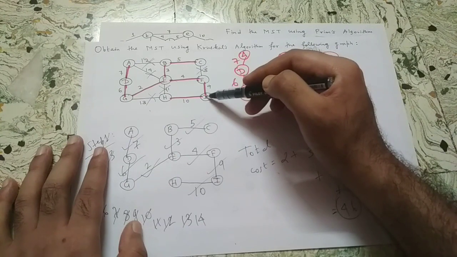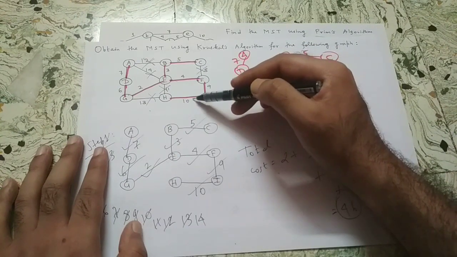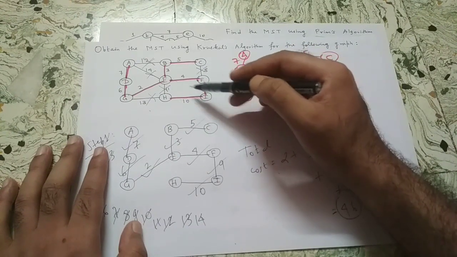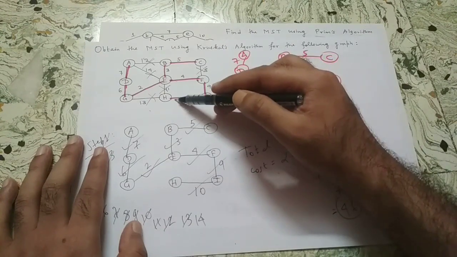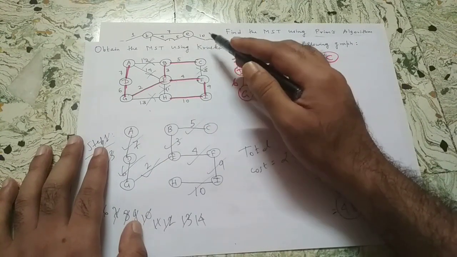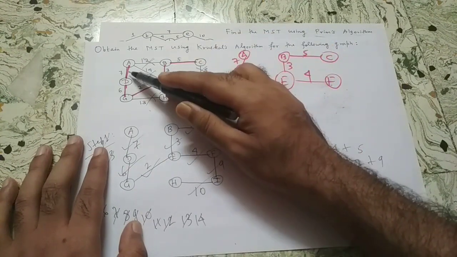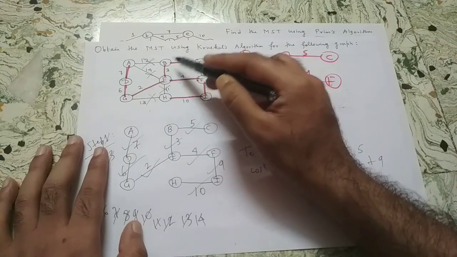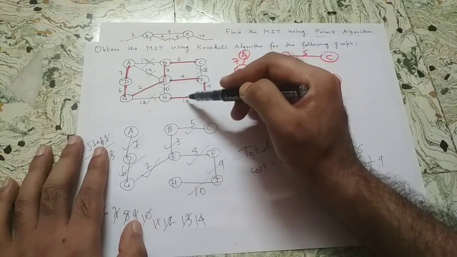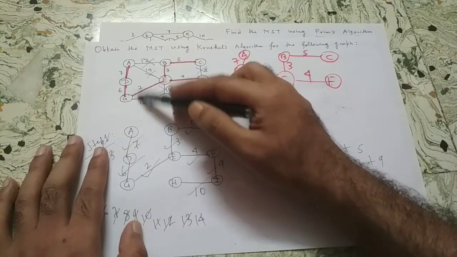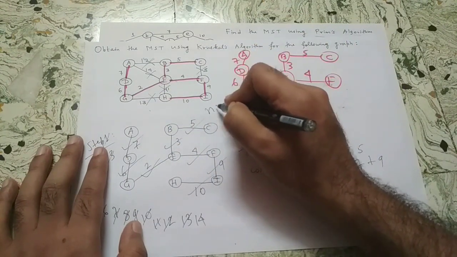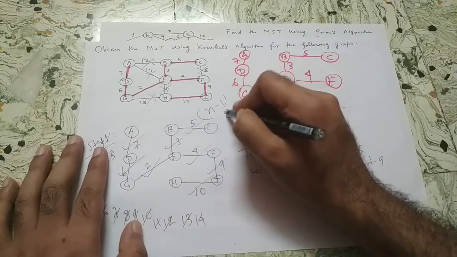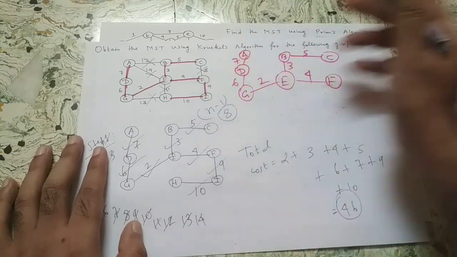The next edge to consider is 10. I should add it. Why? Because it is leading to a new vertex H and it's also of the least weight. The next edge to consider is 11, but I'll no longer check. Why? Because how many edges have I added? 1, 2, 3, 4, 5, 6, 7, 8. I've added 8 edges. And how many vertices are there? 3, 6, 9. I'm supposed to add a maximum of n minus 1 edges. That means 8 edges in this case. That's why I stopped the procedure.